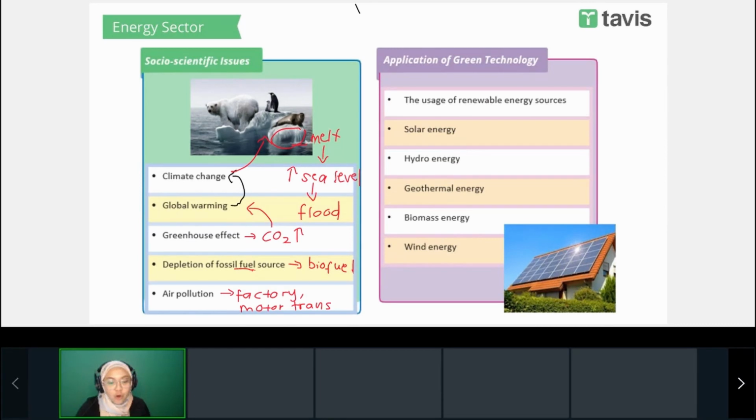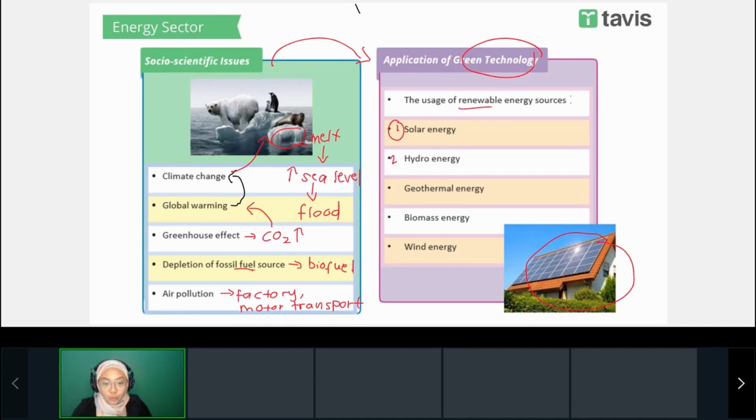Okay, how do we overcome this socio-scientific issue? We overcome it by applying green technology. Instead of using non-renewable energy such as petroleum, we can use renewable energy. What are examples of renewable energy? The first one is solar energy. You can see the picture over here. The house is using solar panels to generate electricity.